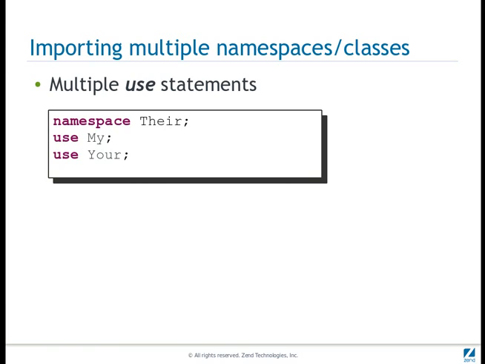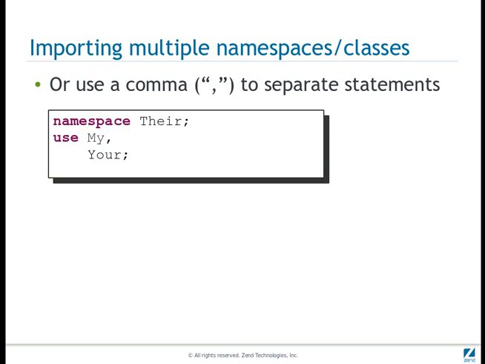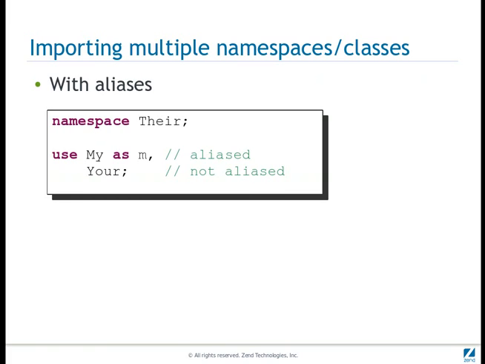You can also import multiple namespaces or classes. So to do this, you do multiple use statements. So I'm in namespace there. I'm going to use my and use your. Now, having a bunch of use statements like that, I find clutters things, and it's hard to tell where the use statements stop. So there's an alternate syntax, and that is to use a comma to separate the statements. So I can say use my, comma, your, and it will import both of those namespaces. I can also use this with aliasing. Use my as m and your. Very simple.